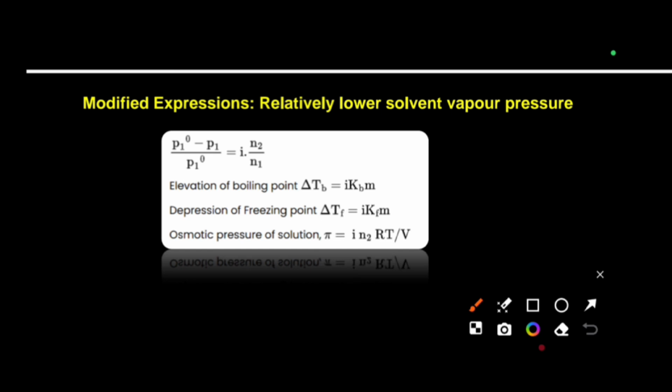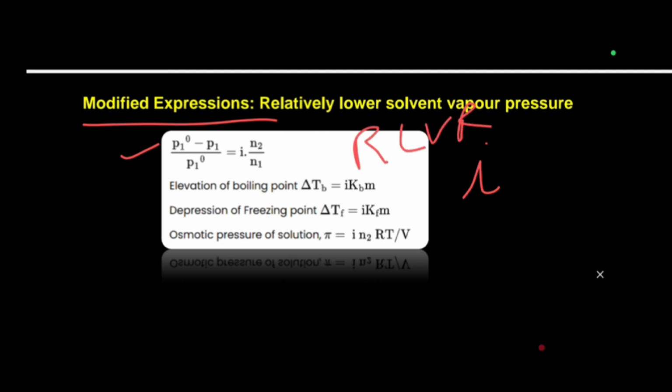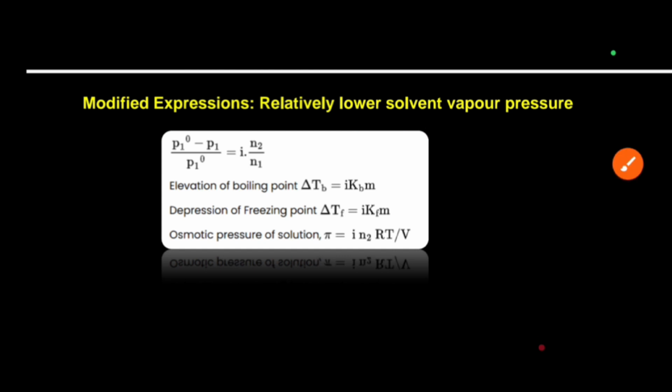Okay. So it is the modified expression. Here we will use Van 't Hoff factor. How we can use Van 't Hoff factor, which is represented by i, in all the formulas. So this formula is given for RLVP. What is RLVP? Relative lowering in vapor pressure, that we have done already. How we can use i here, that I will explain to you.